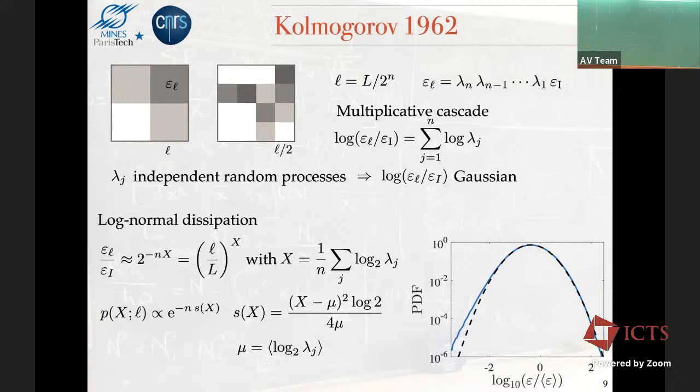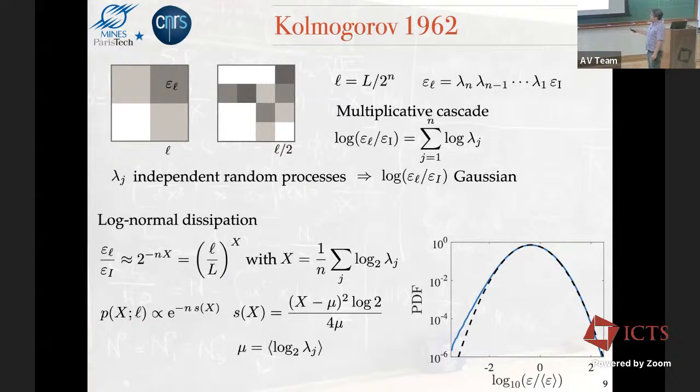And what you assume is that at the end, it means that it's a multiplicative cascade. Okay, so the proper thing to look at is the logarithm of the energy transfer. Why? Because when you take the log of this thing, you're transforming this product in a sum, so it makes things a bit easier to tackle.